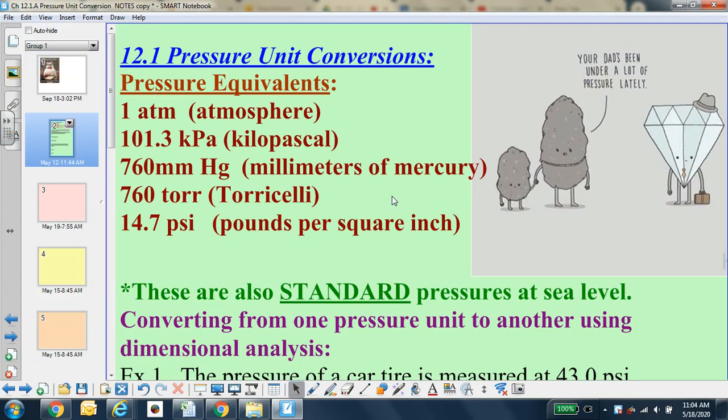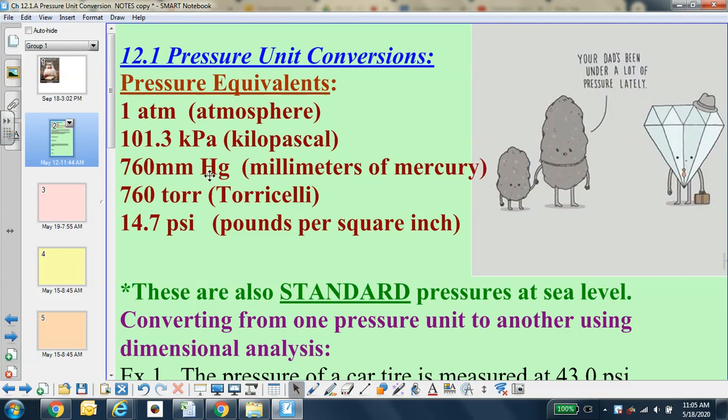So I hope you have accessed your notes, 12.1 pressure unit conversions, and I hope you have your calculator because we are going to do some dimensional analysis. So there are several pressure equivalents. 1 ATM stands for 1 atmosphere. That is equal to 101.3 kPa, which represents kilopascals.